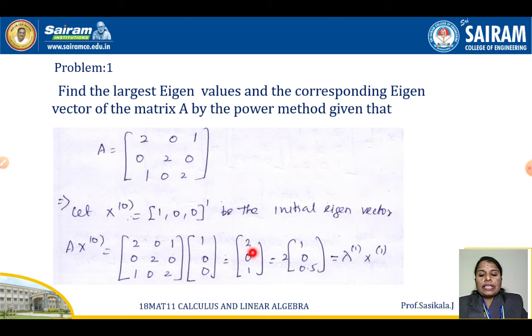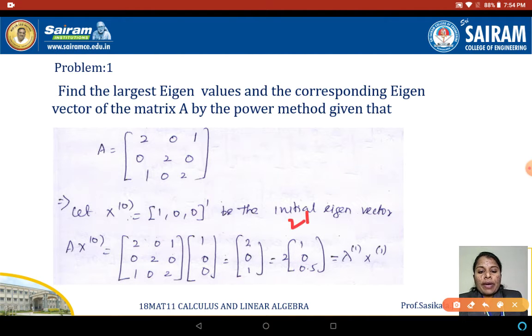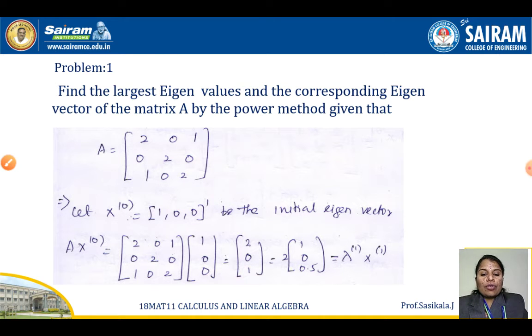After multiplying, I get 2 0 1. So 2 into 1 is 2, the remaining is 0, similarly here it is 0, and here it is 1. That is 2 0 1, which is equal to 2 into 1 0 0.5. You need to see which entry is numerically largest. 2 is the highest number, so I take it out: 2 by 2 gives 1, 0 stays 0, and 1 by 2 gives 0.5. So 2 into 1 0 0.5.